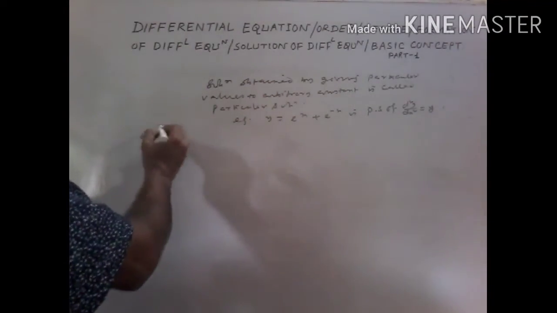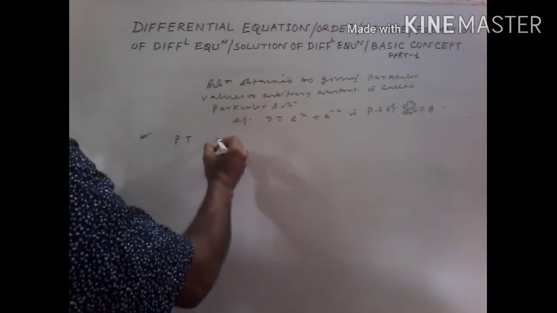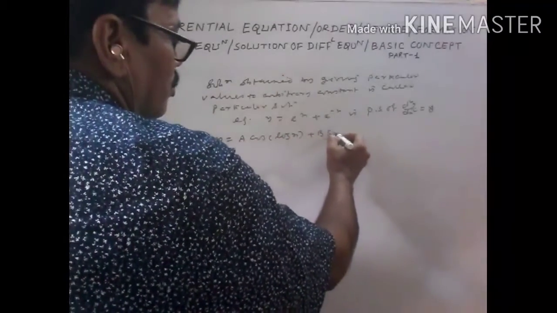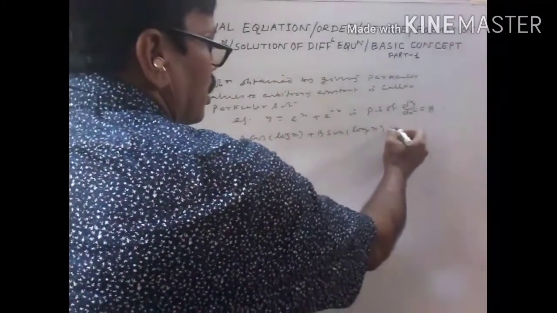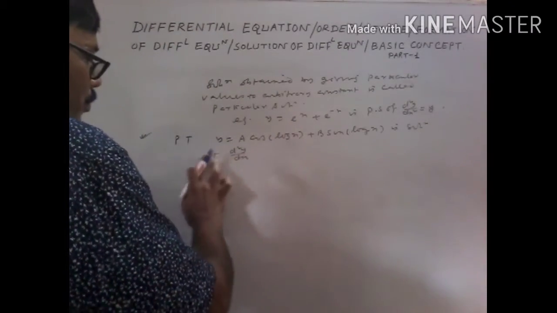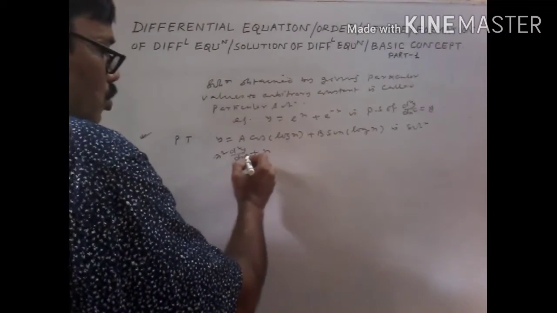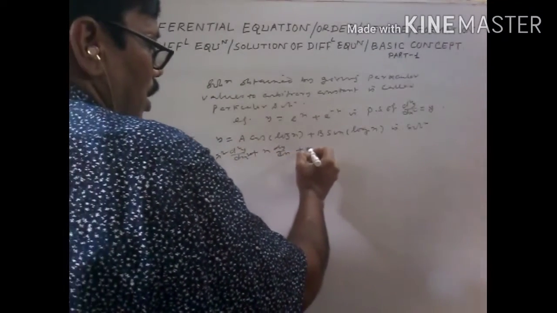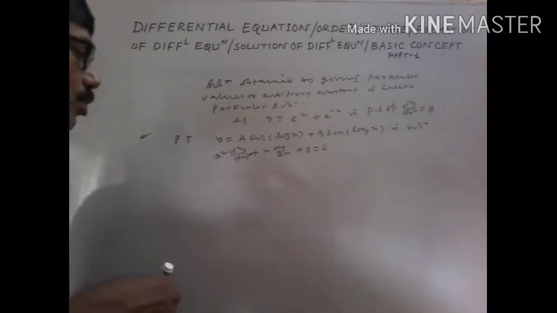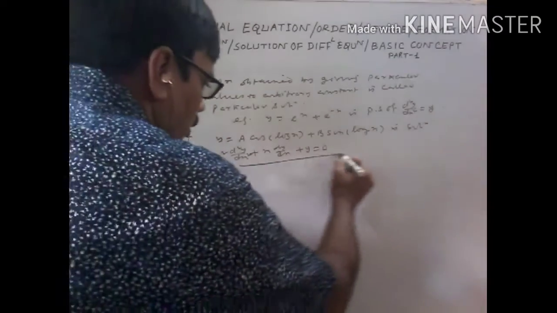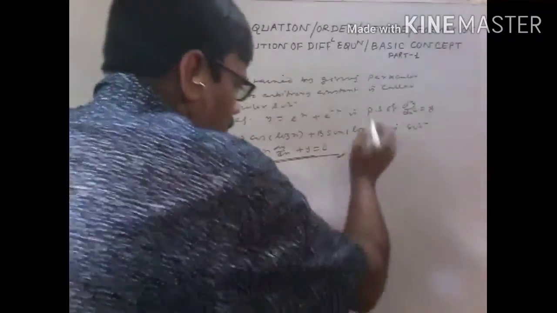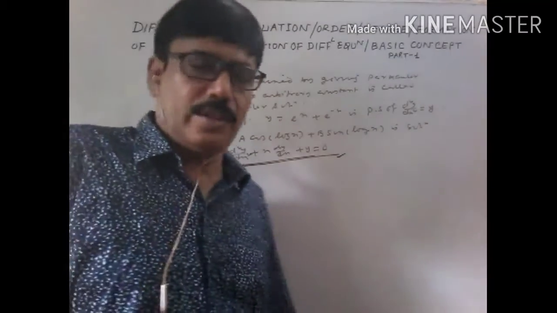Now we solve a problem. Prove that y equals a cos log x plus b sin log x is a solution of x square d2y/dx2 plus x dy/dx plus y equals 0. Solution means it satisfies the equation. So actually it is a problem of second order derivative.